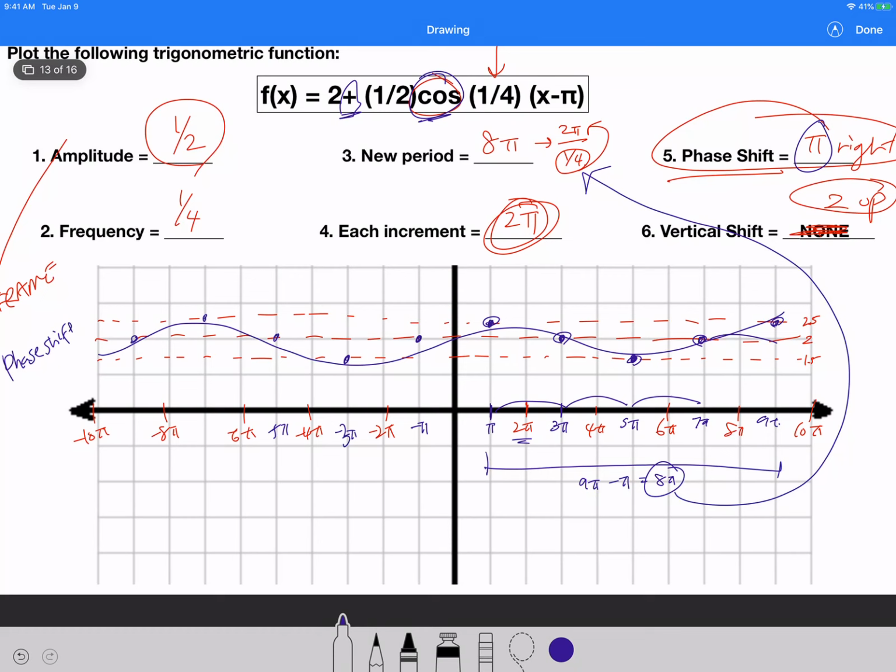So even though the amplitude is 1/2, even though each increment doesn't match with the phase shift, you should still be able to establish the graph here without much complication. Okay, this will be the graph for the answer.